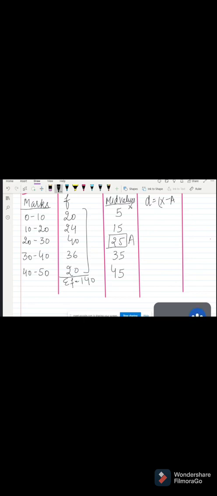I assume 25 here. First, 5 minus 25, that is minus 20. 15 minus 25, minus 10. 25 minus 25, 0. 35 minus 25, 10. 45 minus 25 is 20, so that is plus 20.